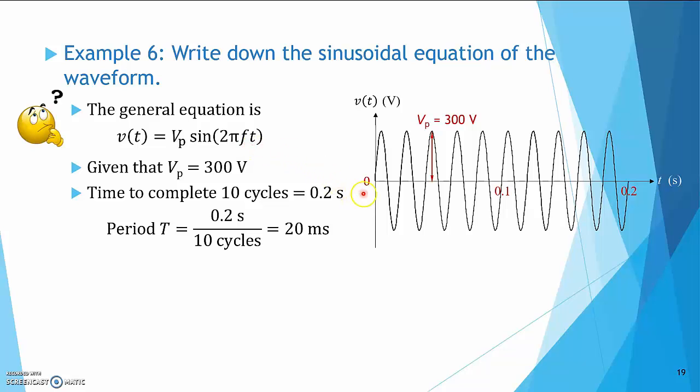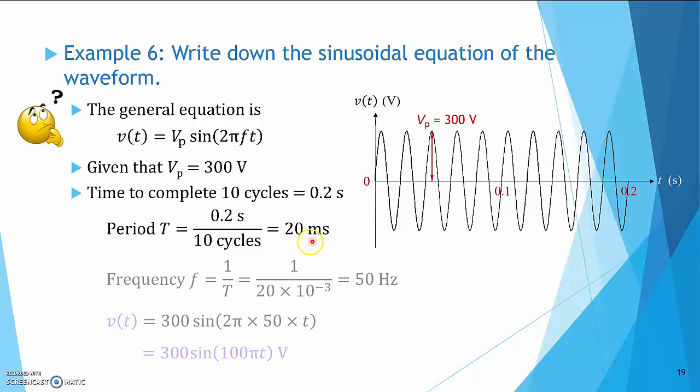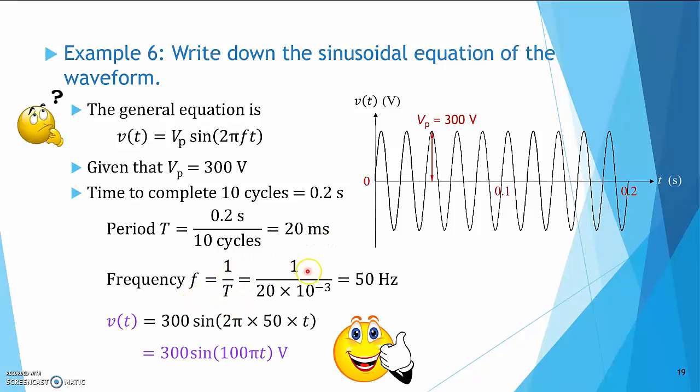But we have 3 timing values in this waveform: 0, 0.1 second and 0.2 second. Within this 0.2 second, we have 10 cycles. 1, 2, 3, 4, 5, 6, 7, 8, 9, 10. So, we can find the period by dividing 0.2 second by 10 cycles. So each cycle lasts a duration of 20 milliseconds. That is the period. Frequency is equal to 1 over period, so 1 over 20 milliseconds is 50 Hz.